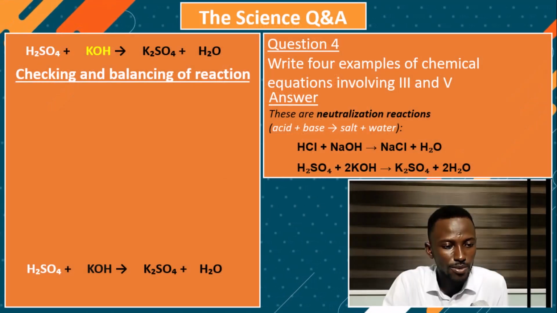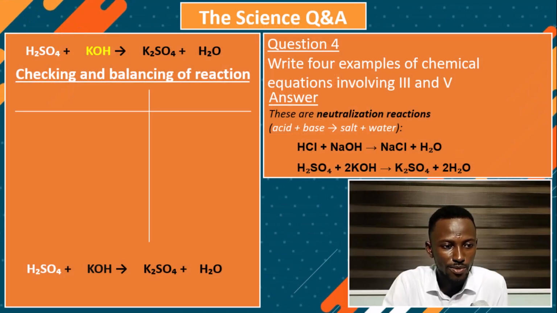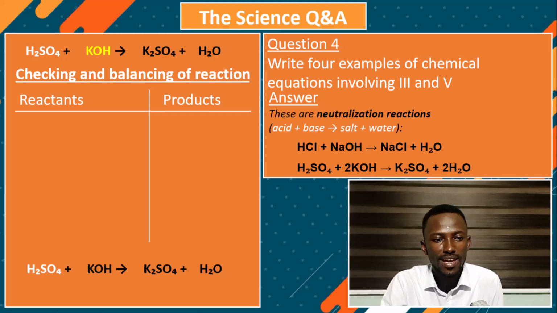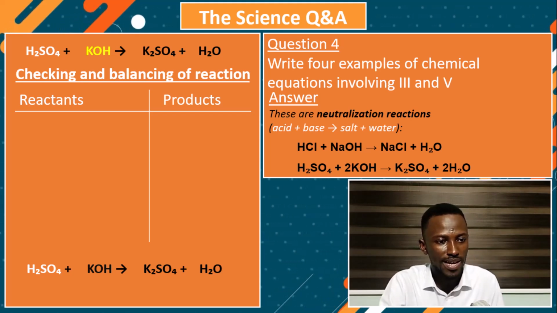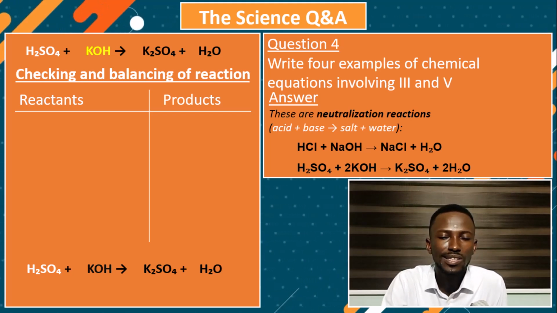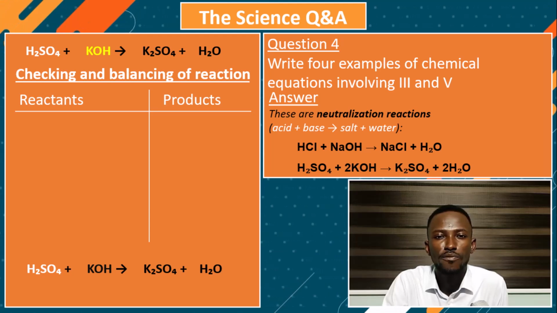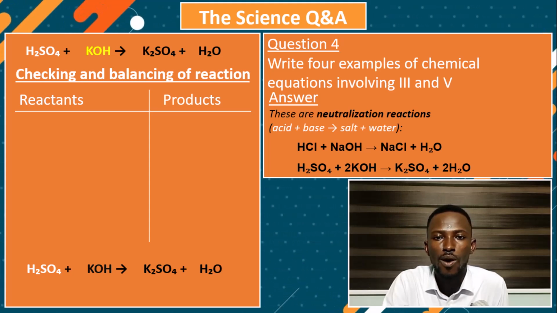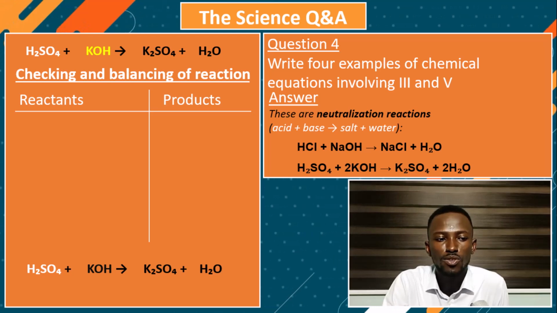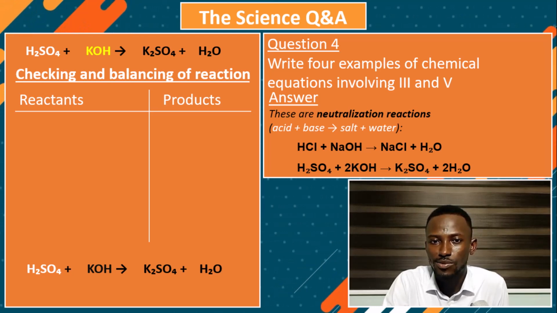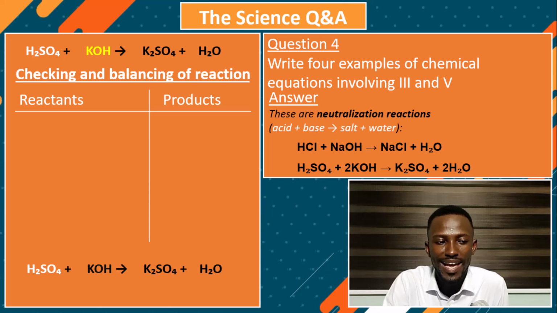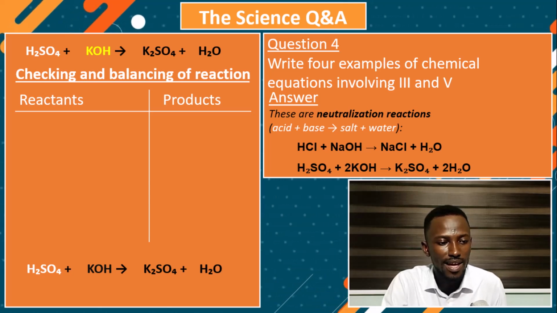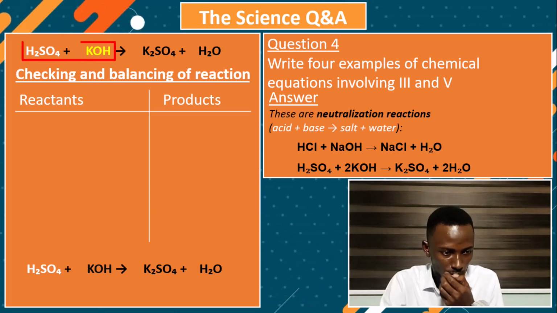Okay, so let's go. Now, first things first, we have to identify the reactants and the products in this reaction. So what are actually the reactants? Have you found them? Yes, I know you have. That is the acid and the base, H2SO4 and KOH. So if you identify the reactants, what we have to do is to write out the elements we have at the reactant side. So what are the elements?